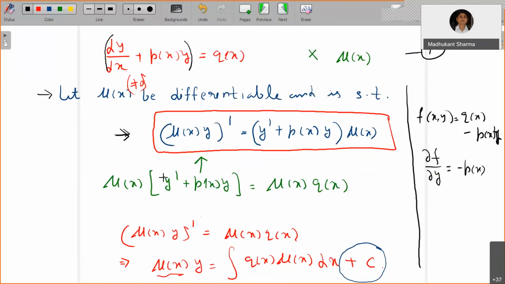Then I have tried to explain what it means and how you will be able to proceed. So now see, suppose this is true: mu of x times y, full derivative, equals mu of x q of x, and you can perform the integration on both sides so that you get rid of this derivative, and you will get mu of x times y equals the integration of this plus an additional constant.